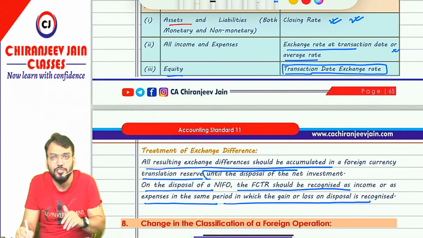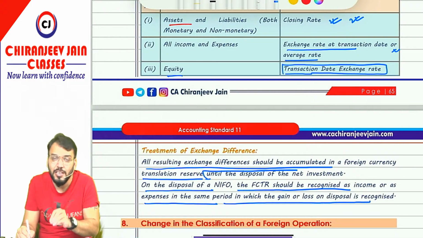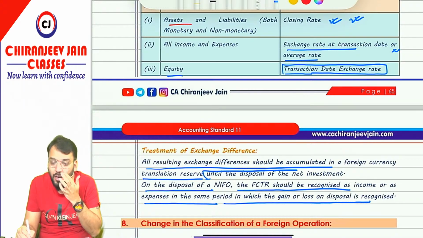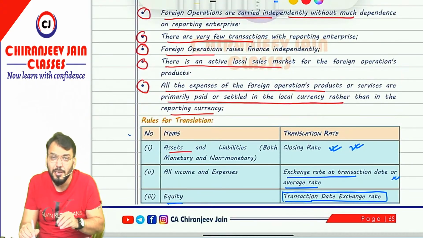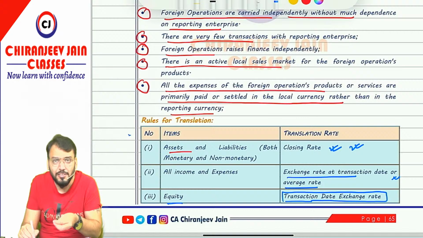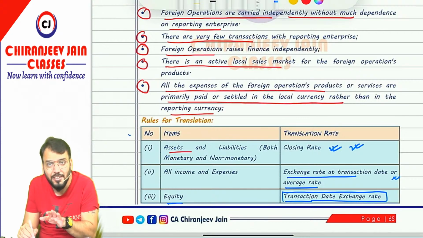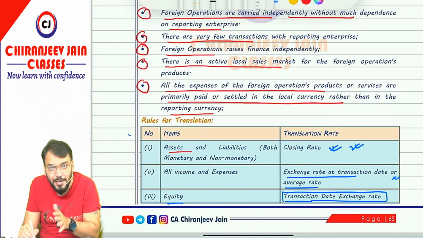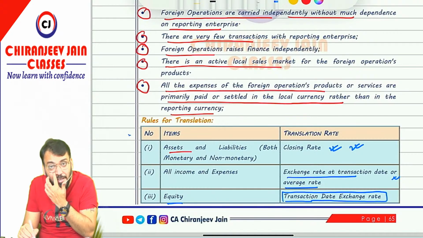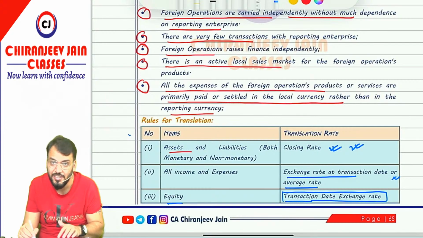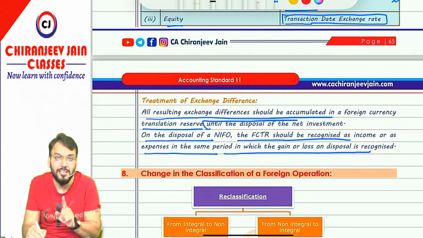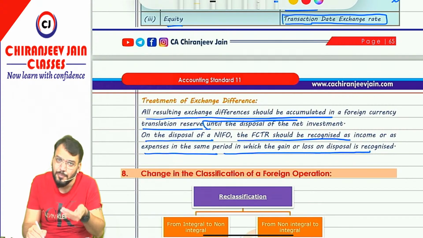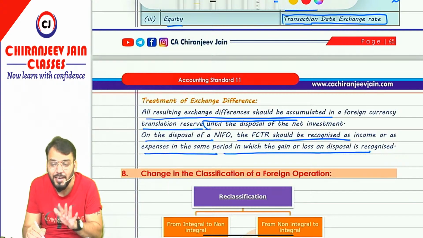Means once the NIFO is disposed of, then the entire FCTR will be transferred to the profit and loss account as an income or expense. Understood? However, till now no question of this nature has been asked in the exam, but if asked, it is very simple. Apply the rules of NIFO: all assets and liabilities at closing exchange rate, all income and expenses at average rate, all equity at the transaction exchange rate. And any difference will not be transferred to PL, it will be accumulated in a special account known as FCTR. FCTR will be shown in the balance sheet under the head reserves and surplus.